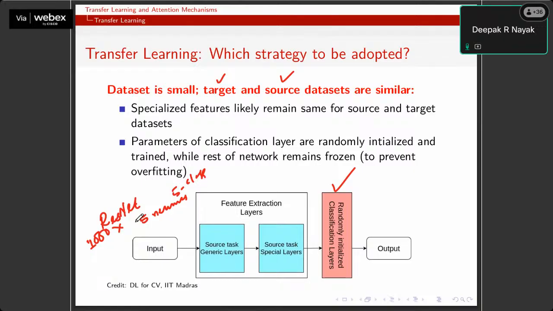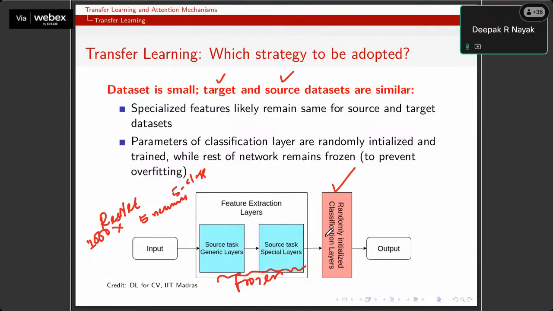That is sufficient, right? If you are only reinitializing the last layer and the rest are frozen. These layers are frozen in this case. Only you are fine tuning or learning this last layer. That is sufficient to solve the problem.